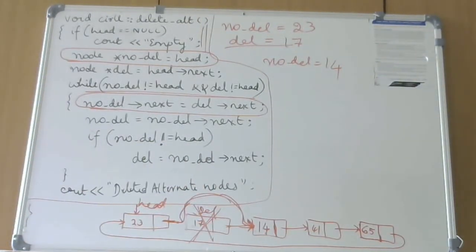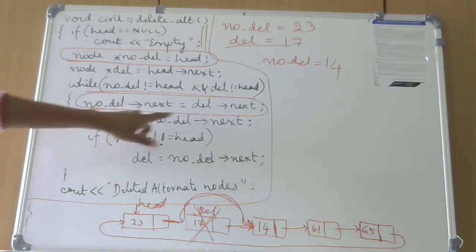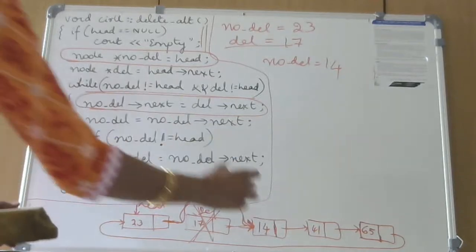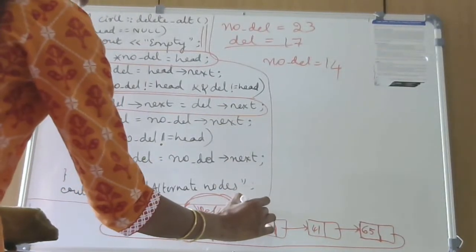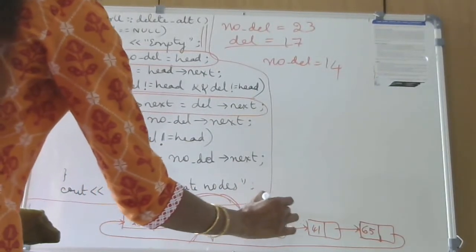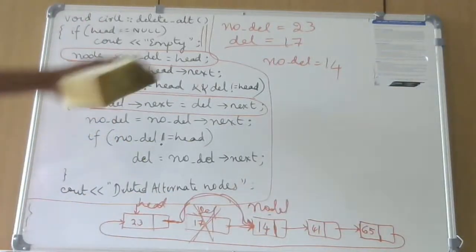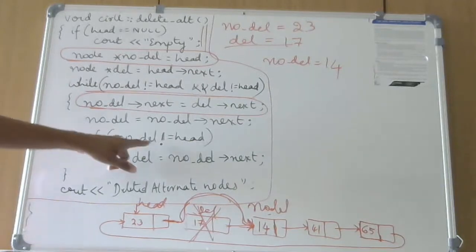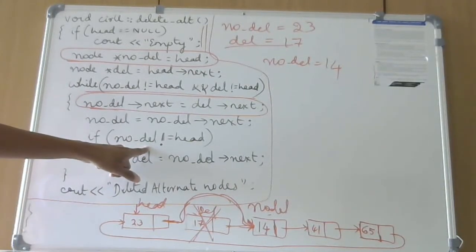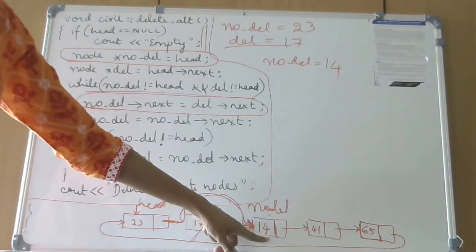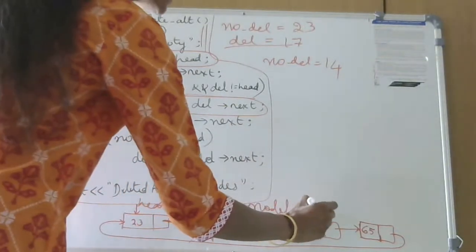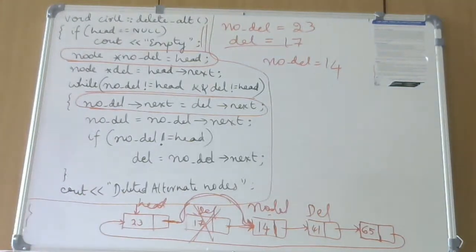Are you getting? Okay. Then noDelete is equal to noDelete of next. So this will become my noDelete. New delete will now become this 14. Okay. Now if noDelete is not equal to head, this is not the last element. So delete will become noDelete of next. So this will become my next delete. So that is how we are trying to delete the alternate nodes.